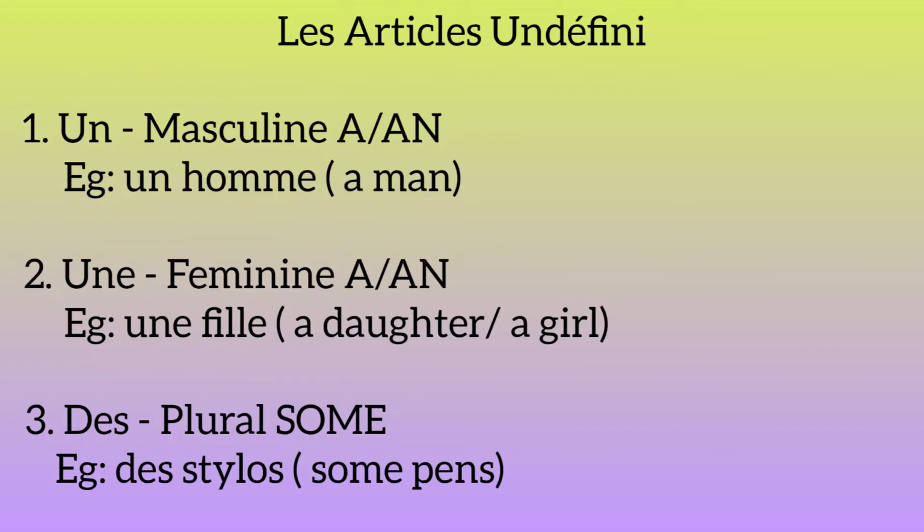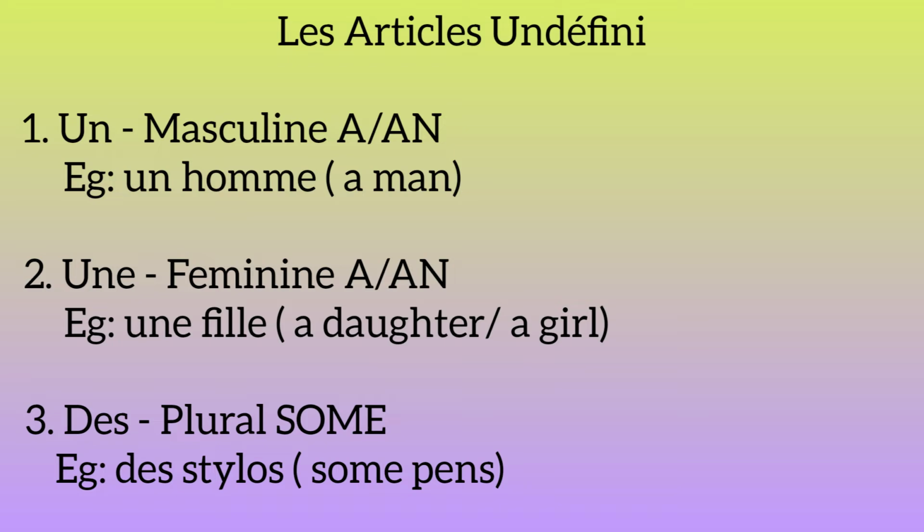Les articles indéfinis, which means indefinite articles, which is a or an. So there are 3 types of indefinite articles in French. The first one, un. It is a masculine a or an, which is only used for masculine words. For example, un homme, which is a man. A man is masculine in gender, that's why we use the word un.